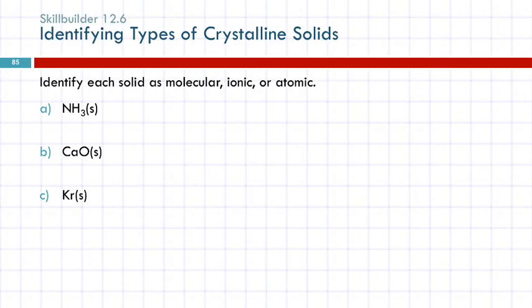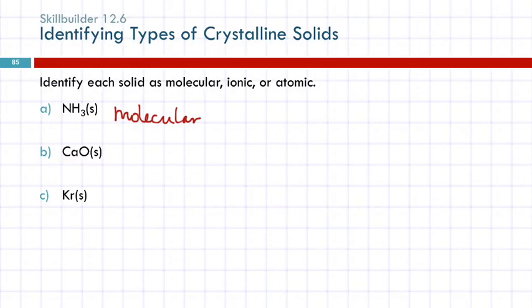So what do you need to be able to do with that? Well, something like this. Identify each solid as molecular, ionic, or atomic. You can use your knowledge of nomenclature to help you with this. NH3. Is nitrogen a metal? No. Is hydrogen a metal? Nope. Two nonmetals, it's a molecular compound. Is it a molecular solid? Yep, it has molecules. So this is a molecular solid.